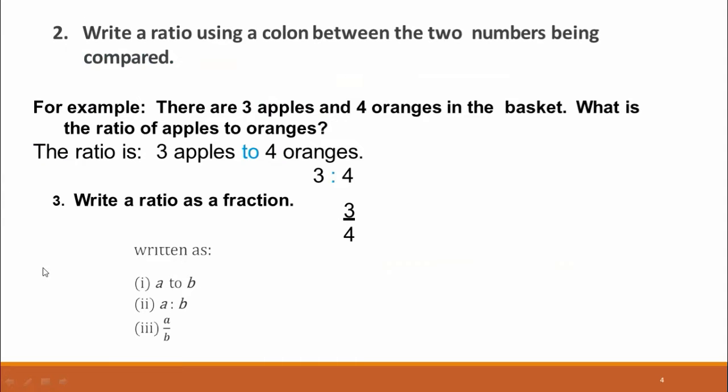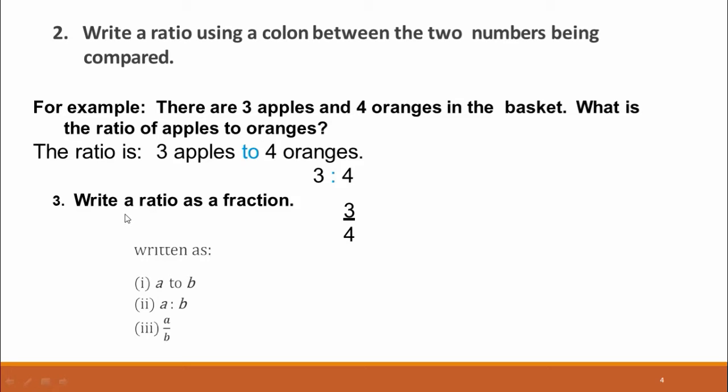And secondly, write a ratio using a colon between the two numbers being compared. For example, there are 3 apples and 4 oranges in the basket. What is the ratio of apples to oranges? We can write the ratio of apples to oranges as 3 apples to 4 oranges. So we can use this colon between these two quantities, 3 colon 4. This symbol is called the ratio between these two quantities.